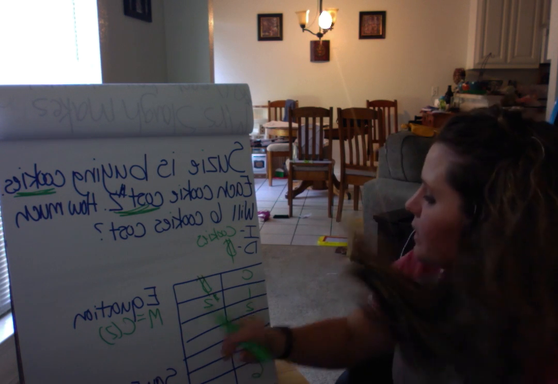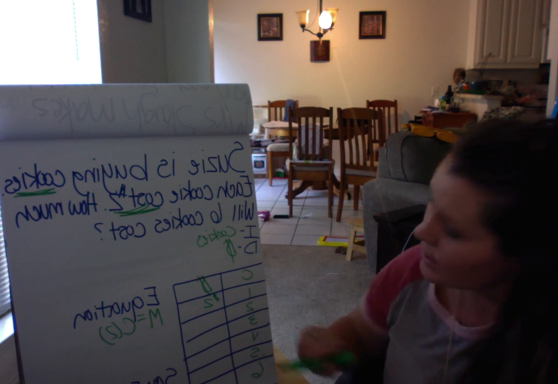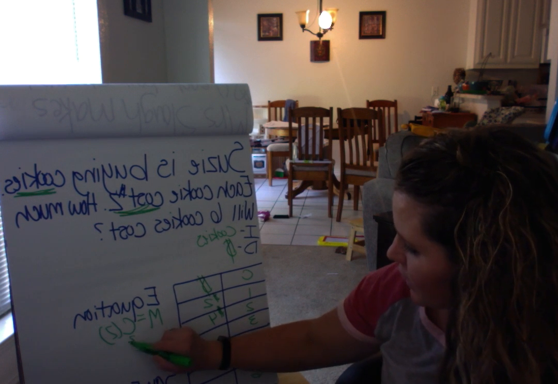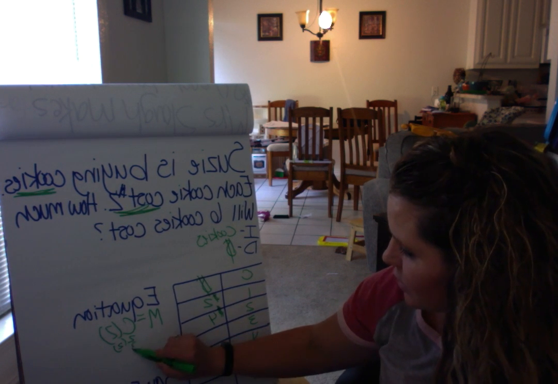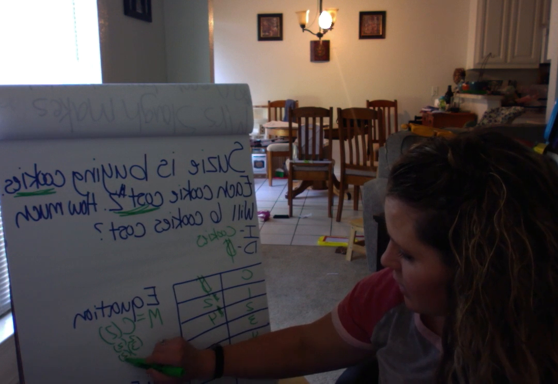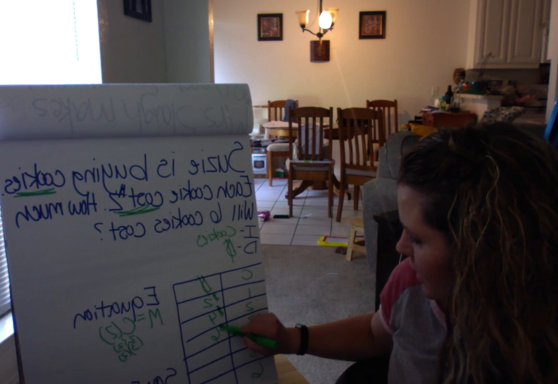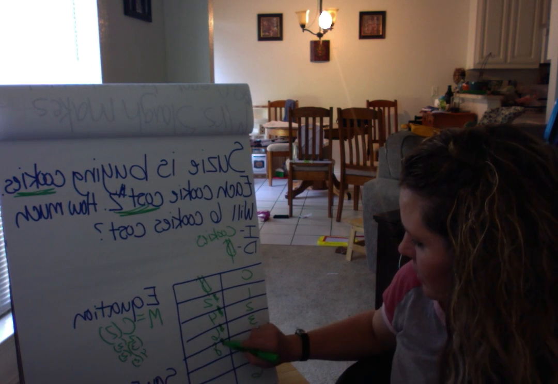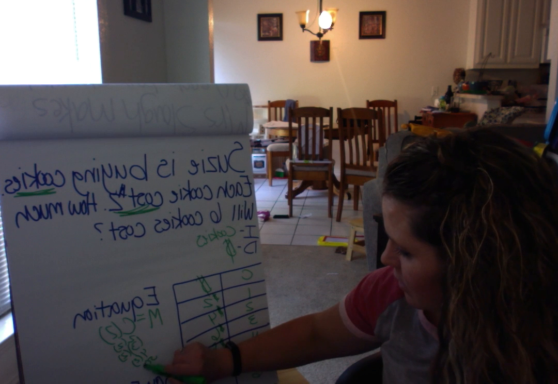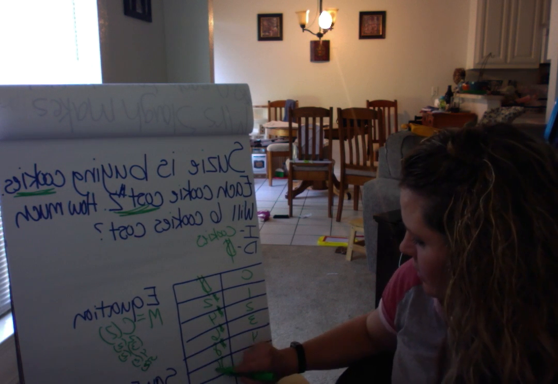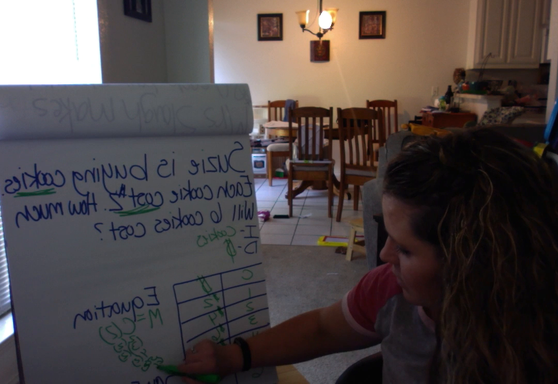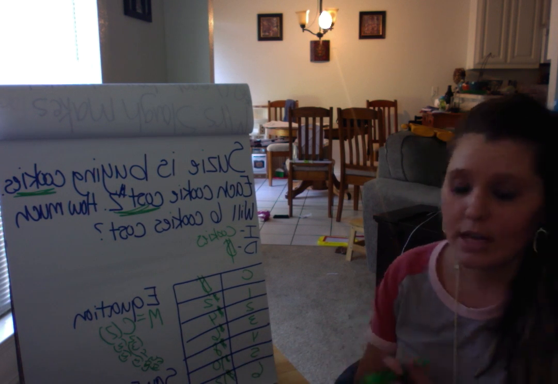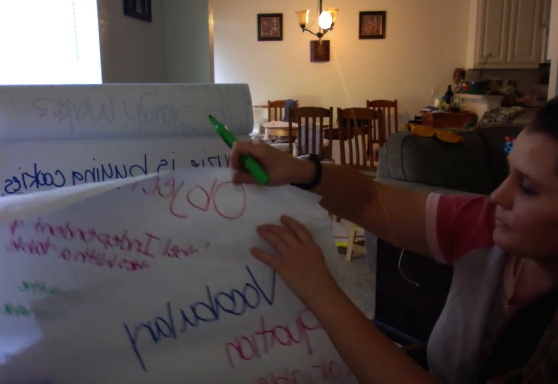So here we go. Let's fill in our table. 2 times 2 is 4. And then we're going to plug in 3 here, and 3 times 2 is 6. Very good, class. And we've got 4 times 2, $8. 5 times 2, $10. And last one, 6 times 2, $12. There's our table.